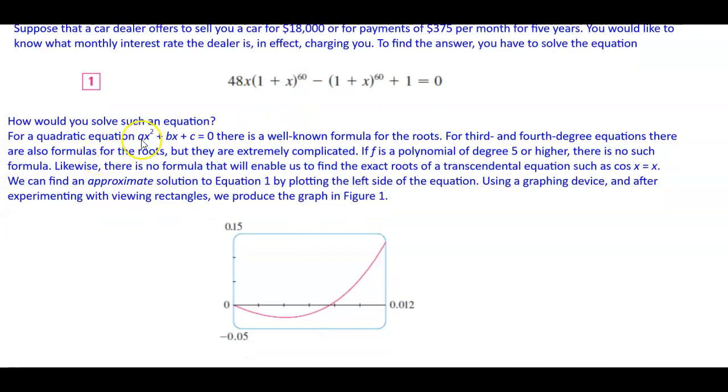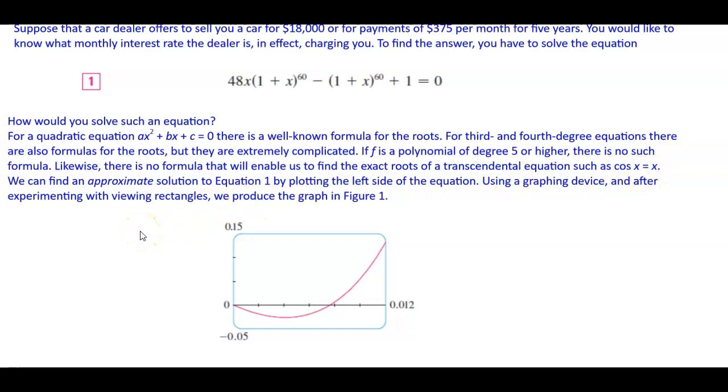For a quadratic equation, ax^2 + bx + c = 0, there is a well-known formula for the roots. For third and fourth degree equations, there are also formulas for the roots, but they are extremely complicated. If the function f is a polynomial of degree 5 or higher, there is no such formula. Likewise, there is no formula that will enable us to find the exact roots of a transcendental equation, such as cosine of x equals x.